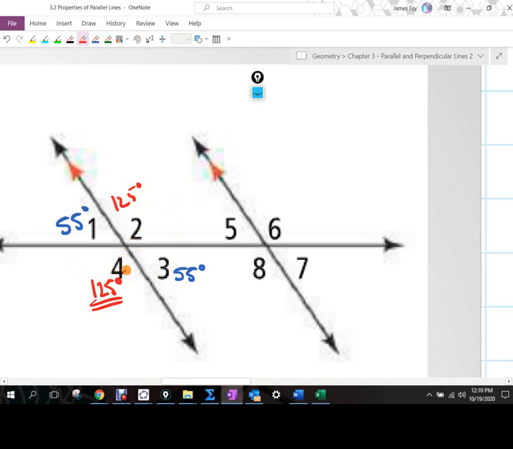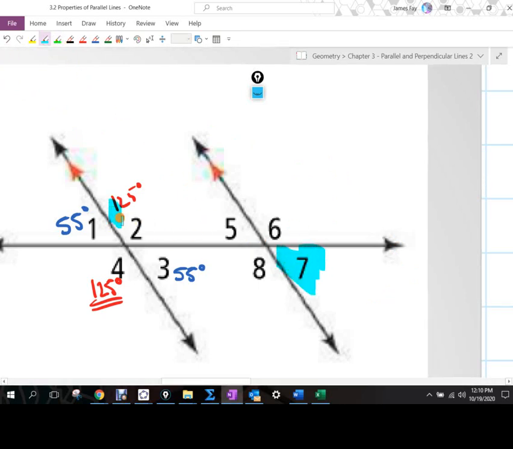Okay, so it's vertical to 4. Okay, so that's one reason. But it's also supplementary to 1 and supplementary to 3, right? So whatever approach you want to use is fine, but one of those approaches cannot contradict a truth that is established by another. Okay?